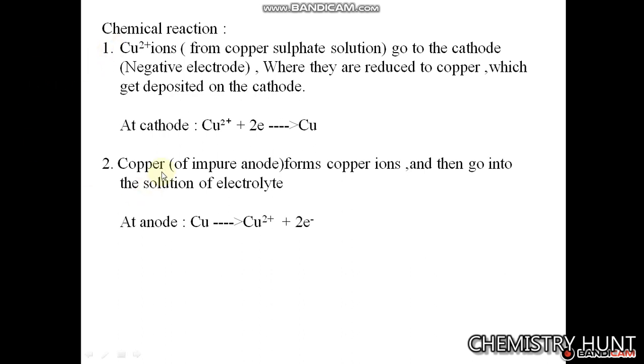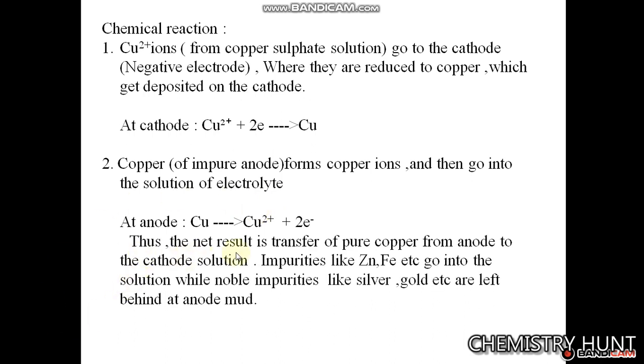Here we see the impure anode, the copper which is present in the impure anode. It forms copper ions and goes into the solution of electrolyte. So this is the impure anode where the copper is present, this copper which goes into the solution in the form of ions.